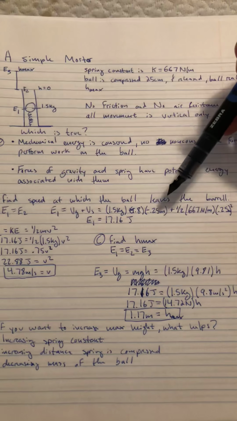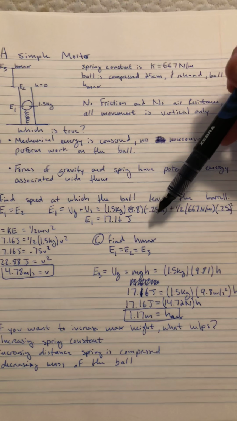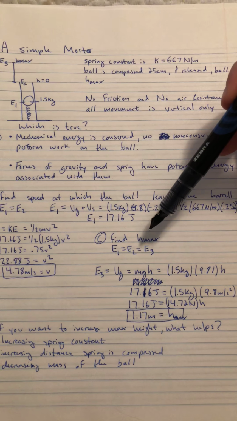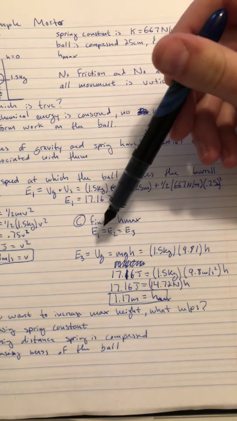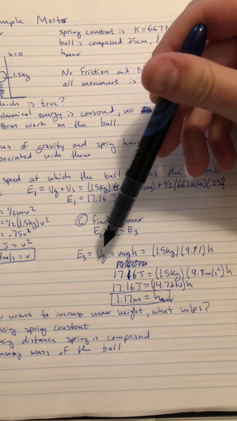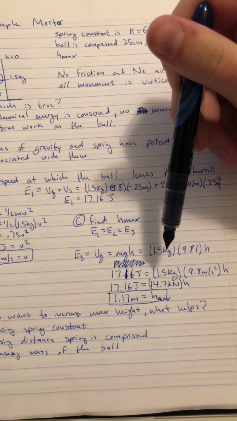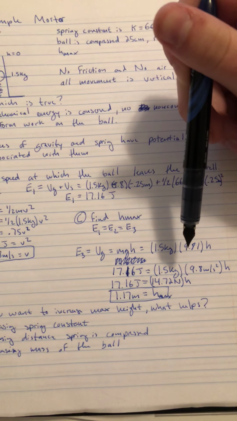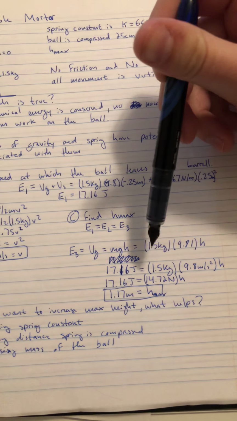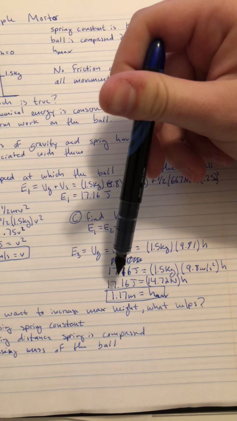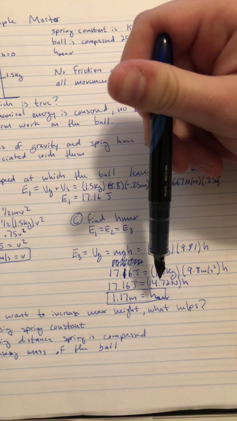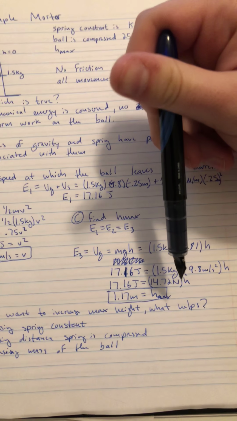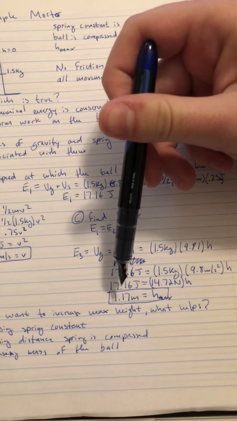For C, it asks us to find the H max. We already know that E1 is equal to E2, which is also equal to E3, so we can use this to solve for H max. E3 is equal to just gravitational energy, which is 1.5 kg times 9.81 times H. If we plug in what we already know, that E3 is 17.16 joules, equals 14.72 newtons times H, and we solve for H, we get 1.17 meters equals H max.